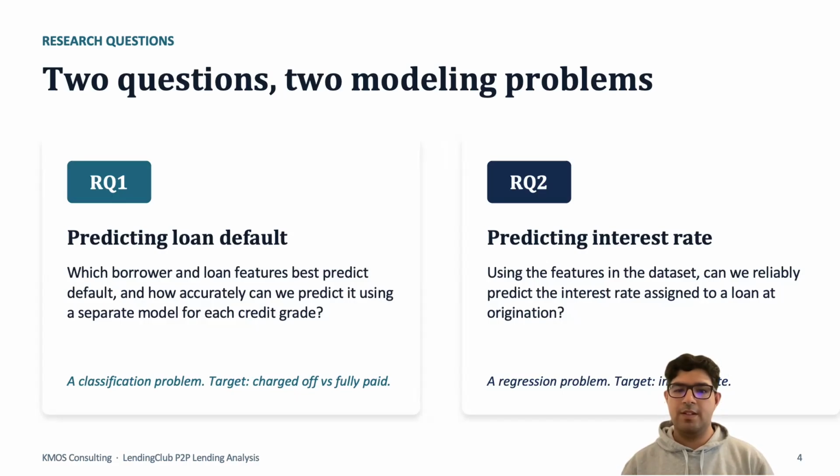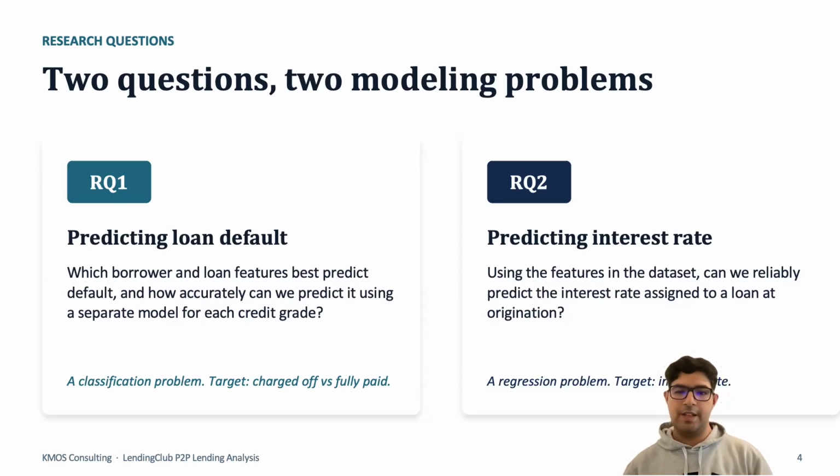Why does this matter in the real world? It is because a default is costly on both sides. For the borrower, it damages their credit for years, and for the lender, widespread defaults push up the cost of borrowing for everyone, because those losses get priced back into future loans. So being able to spot risk early is central to keeping those rates fair and keeping the business healthy.